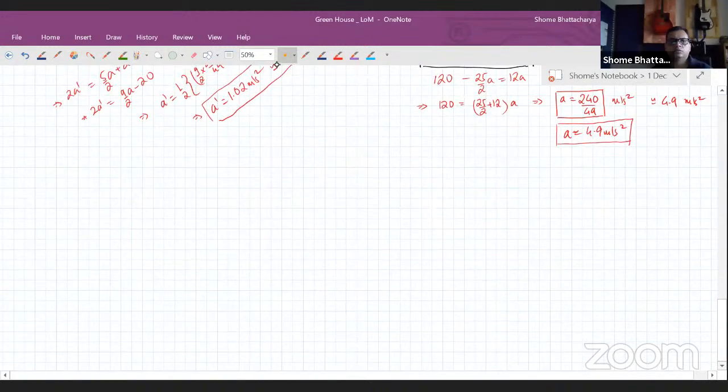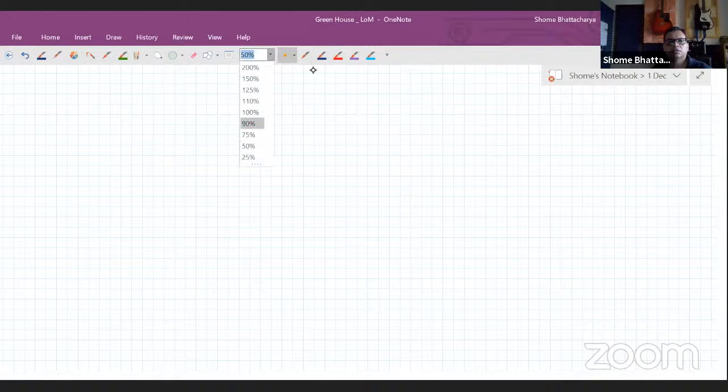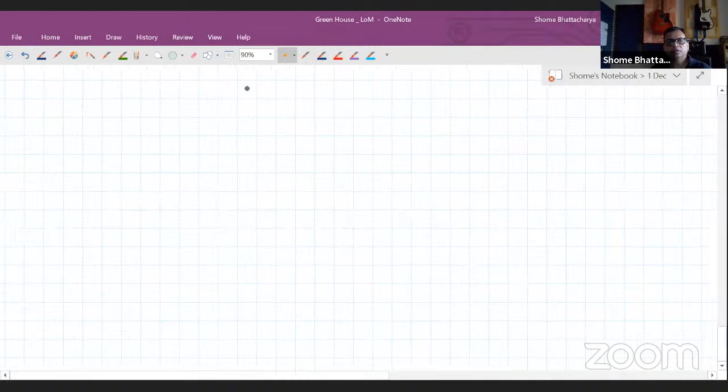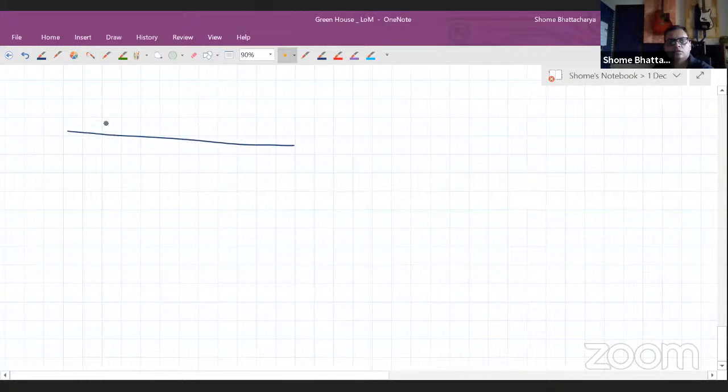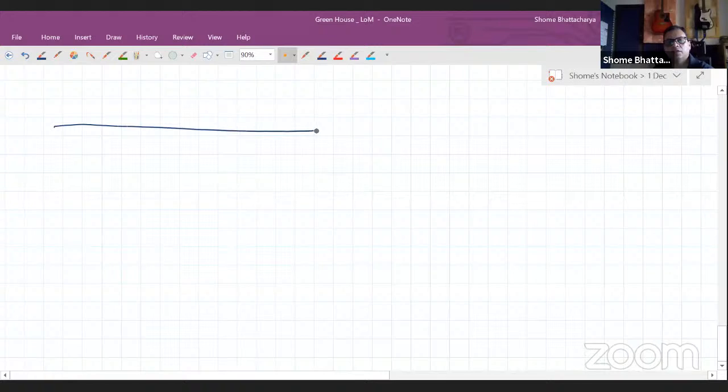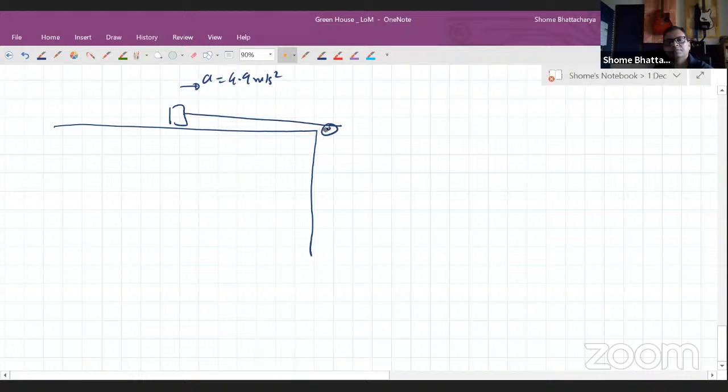Okay, so now the very important thing to understand next is that in the ground frame, this block, the one on top of the table, the block A, is obviously moving with the acceleration A, which we have already found out. It's about 4.9 meters per second square. But this other blocks, their situation is different. This pulley is coming down at 4.9 meters per second square.